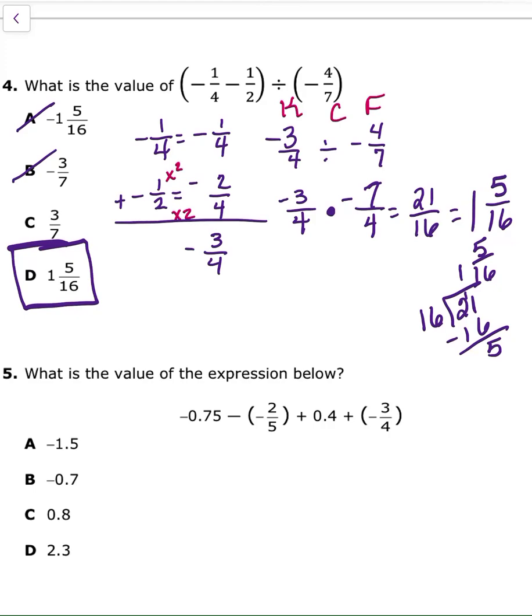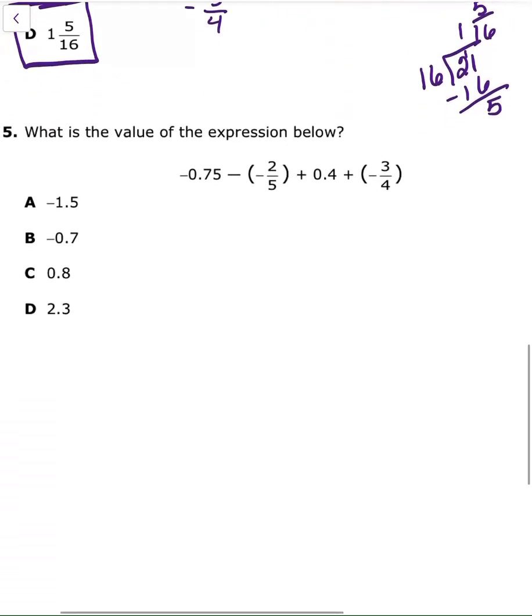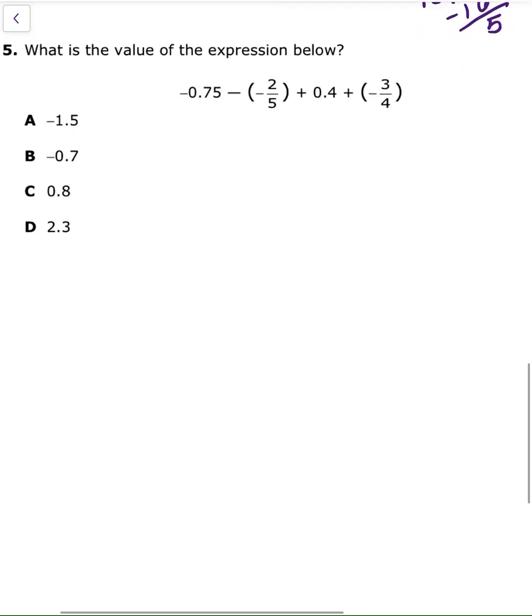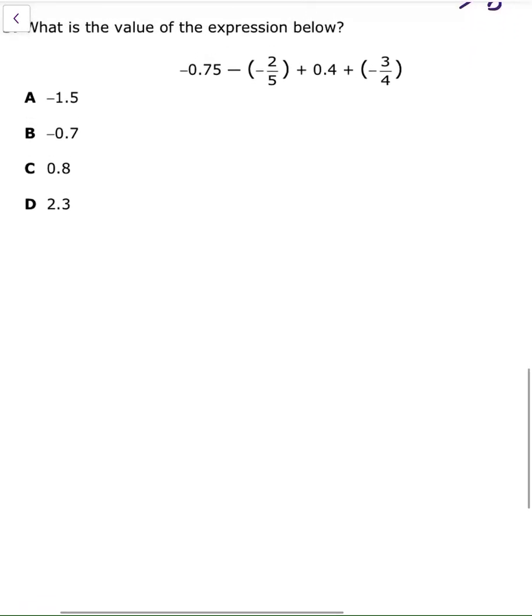Okay? All right, we're going to go over one more together. We're going to go over number 5. Number 5 says, what is the value of the expression? Ooh, there's a lot of stuff in this expression. Okay, so I'm just going to write my PEMDAS down just so I can remember it and have it there to refer back to.